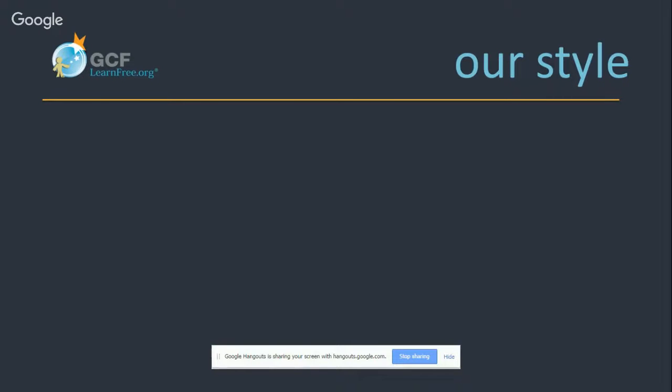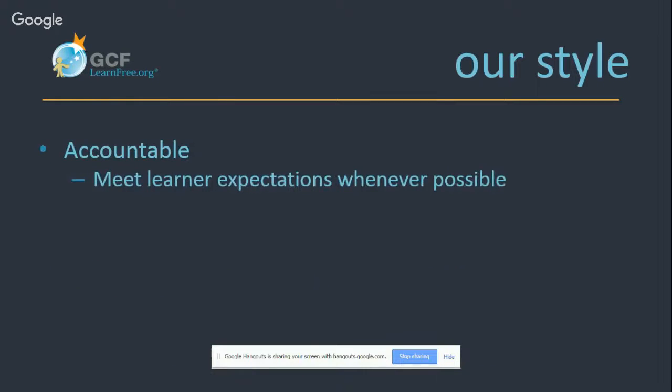So a little bit about our style. There are six things that we focus on as our curriculum team. We are accountable. We meet our learner expectations whenever possible. There was a question in chat earlier about feedback. We ask for feedback from learners and accept feedback from learners consistently. We always want to know what they think, good or bad, so we can improve upon it.